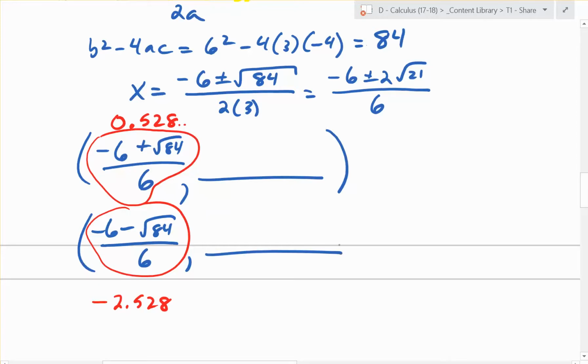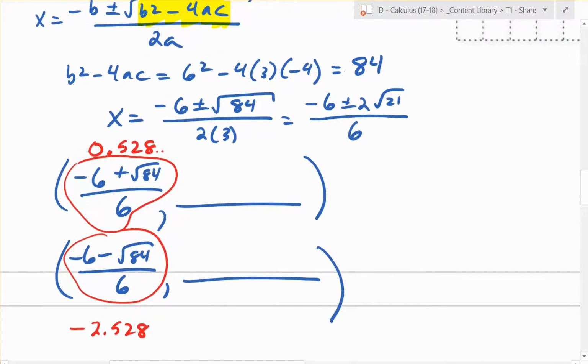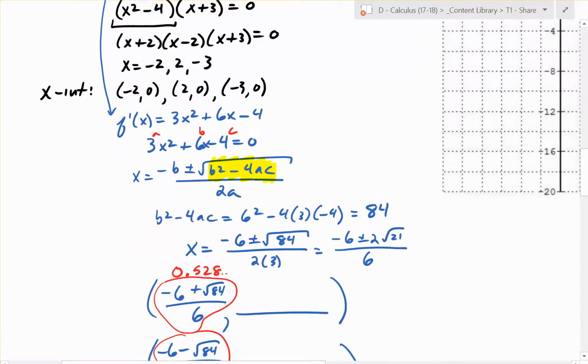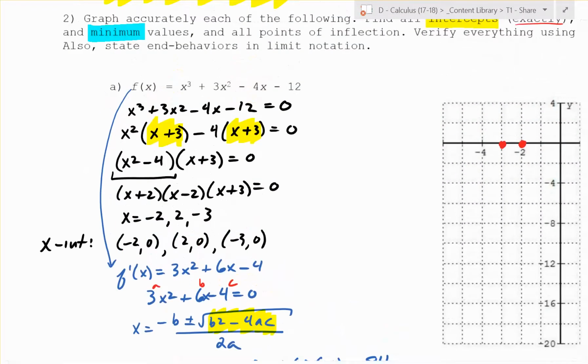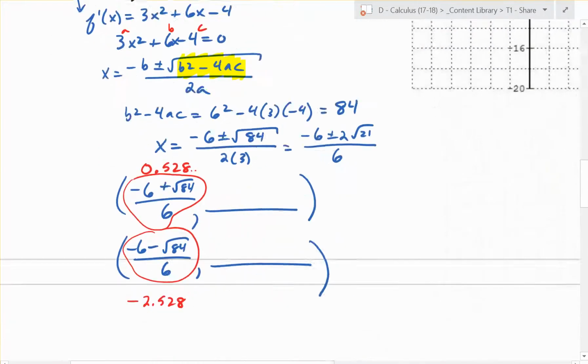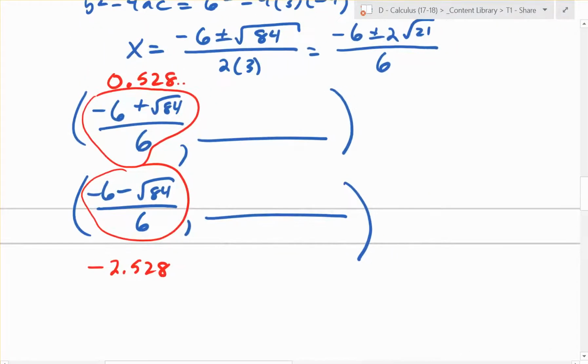Now these also need to be accompanied by the y values. You then take those decimals, hopefully you've saved them using the store function, and plug them into the original equation. Remember, you have to plug into the original equation to get y values. And if you plug those into the original equation, you end up with negative 13.13, goes on a little bit too, and 1.128.